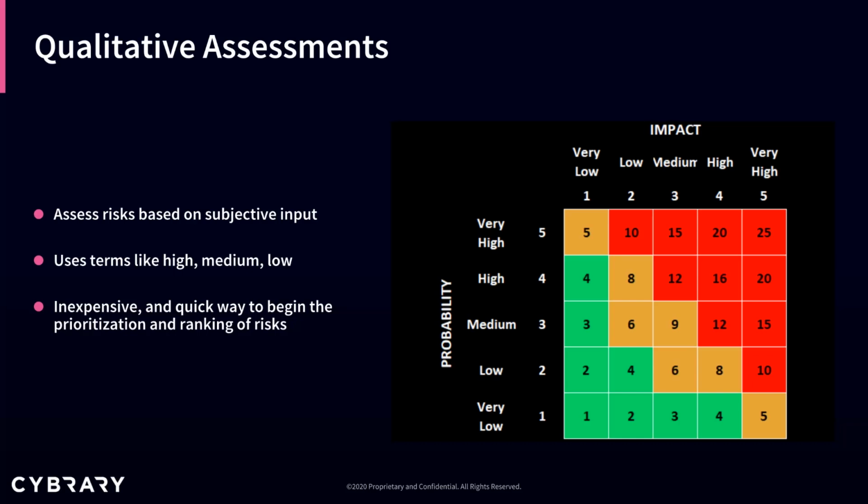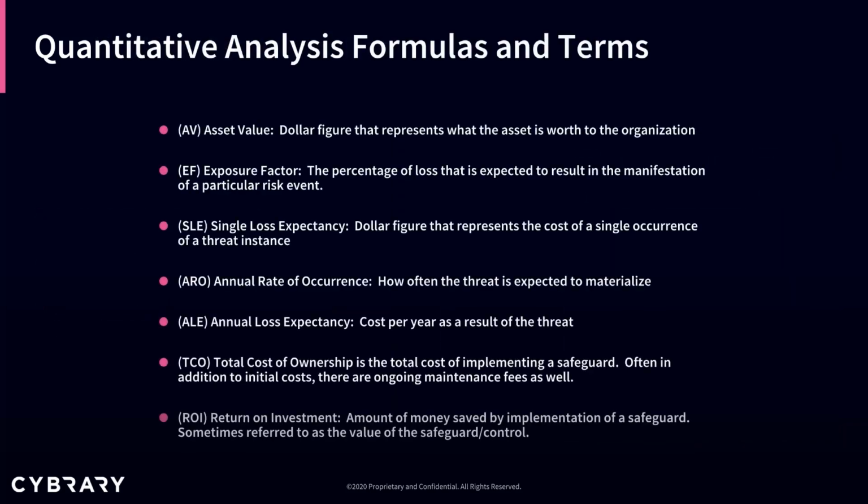So for quantitative analysis, you need more expertise and you have to do a little math. Now on the exam, for any times that you have to do some math, you will have a calculator. But you need to remember the formulas and the terms we're about to go over. We always start with asset value, AV. What am I protecting and what is it worth? Then we look at the exposure factor, EF. The exposure factor means the impact of the loss. As an example, in the event of malware getting on our server, we'll lose 20% of our data. That 20% is the exposure factor.